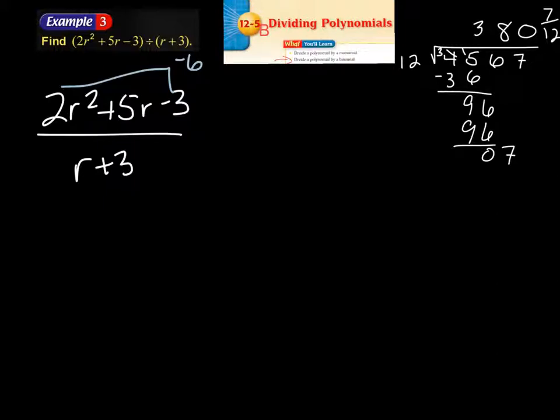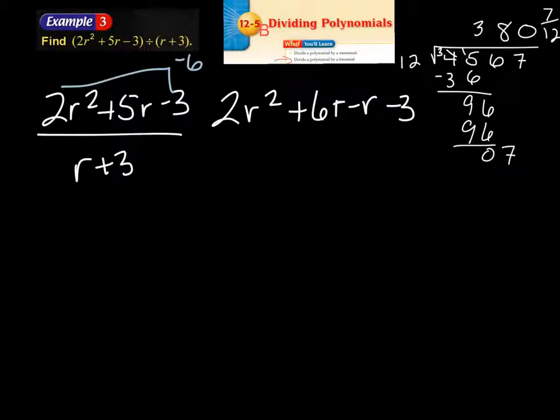Okay, we could do example 3 the same way we did in lesson 12.4 and factor. So I need to come up with factors of -6 that give me a sum of +5. So that would be 6 and -1.